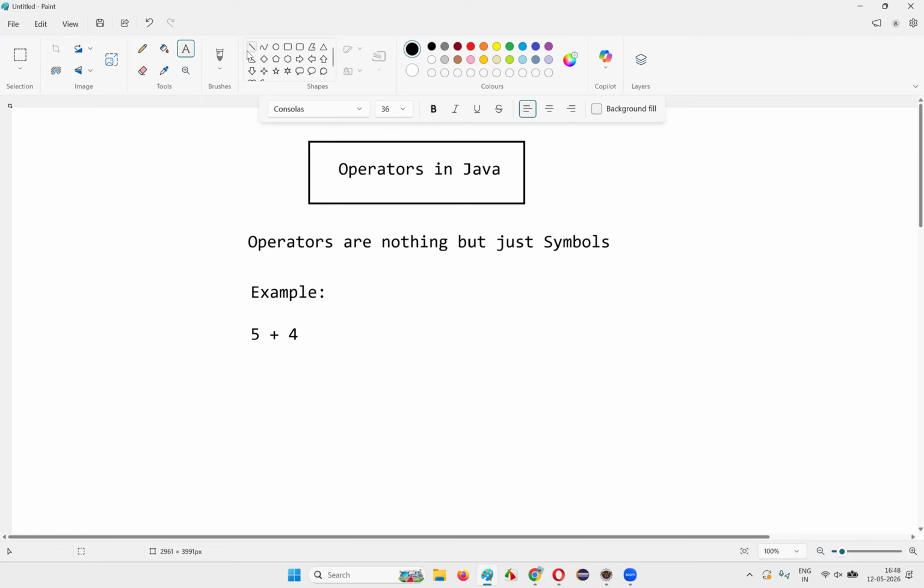So, in this example, this plus symbol is called an operator. What about this 5 and 4, which are surrounded by the plus symbol? These are called operands. This is a terminology, guys, that you need to understand. The symbol provided in this statement of Java is called the operator, whereas the data or values that you are adding using the plus operator are called operands.